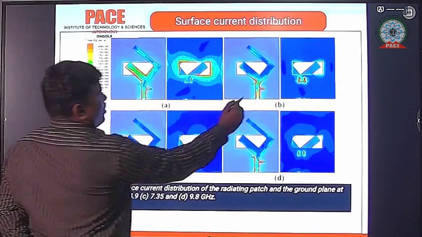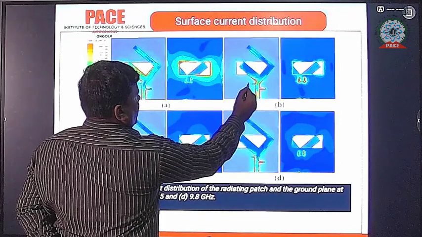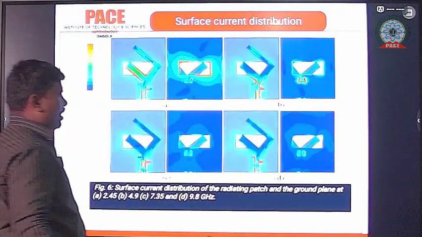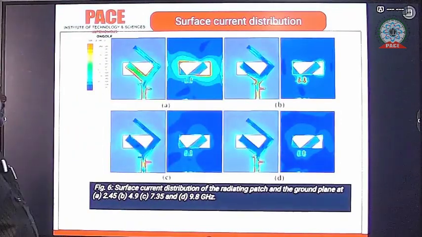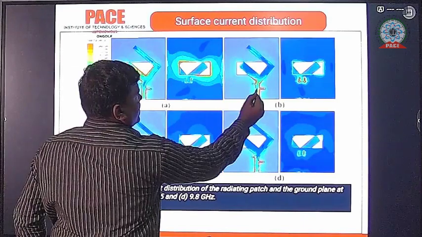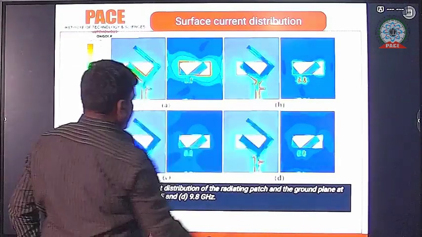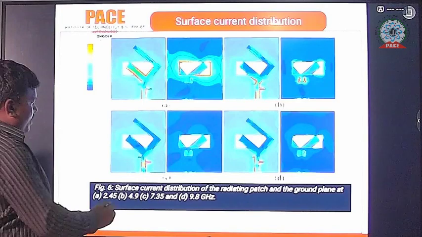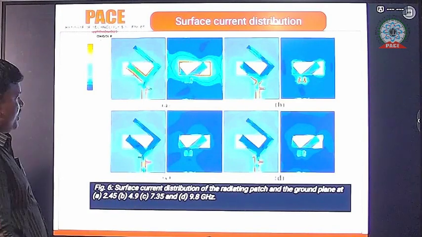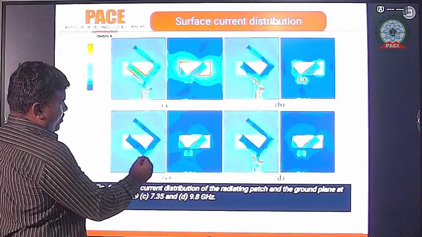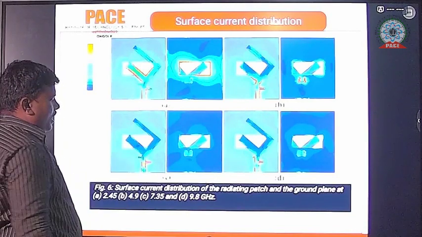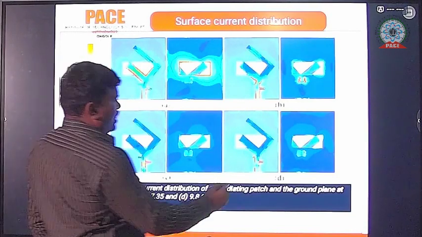At 4.9 gigahertz, most of the electric field intensity is at this portion only. At 7.35 gigahertz, stub 1 is completely responsible. At 9.8 gigahertz, stub 1, stub 2 and the DGS are responsible. By using these stubs, the harmonics have been suppressed completely.